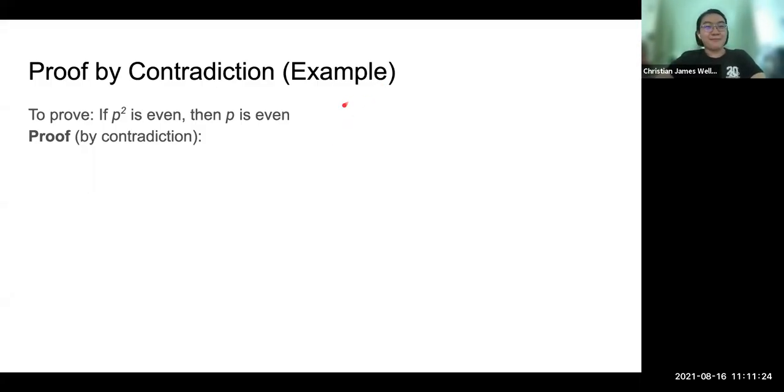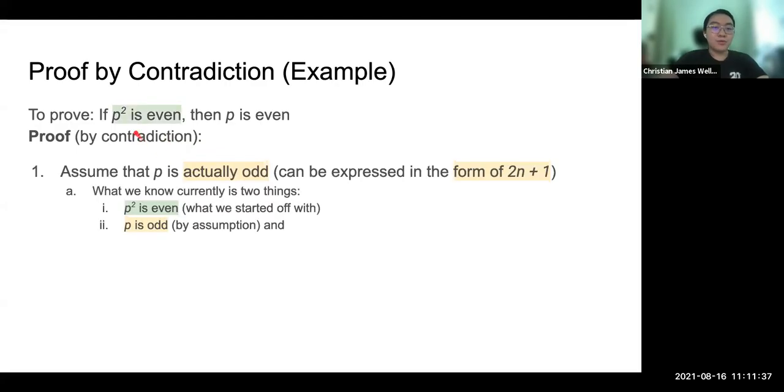Okay, so this is an example, a simple example at that. I tried finding more examples, but more advanced examples require more domain knowledge or some nice number theory. But I think this is a pretty simple example. So, if p squared is even, then p is even. Let's say we assume p is actually odd. I should highlight this p is even as well, in yellow. I want to assume that it's actually odd. And just recall a bit of number theory. It means it can be expressed in the form of 2n plus 1, where n is an integer.